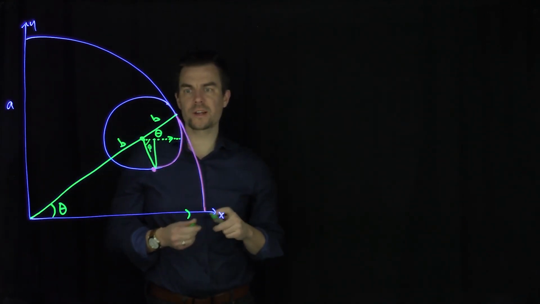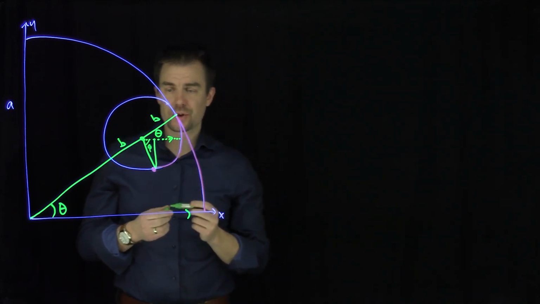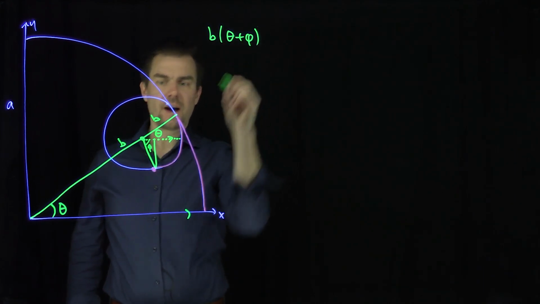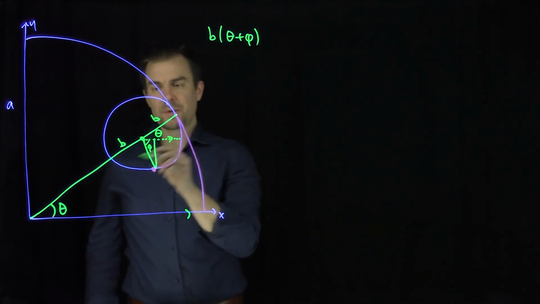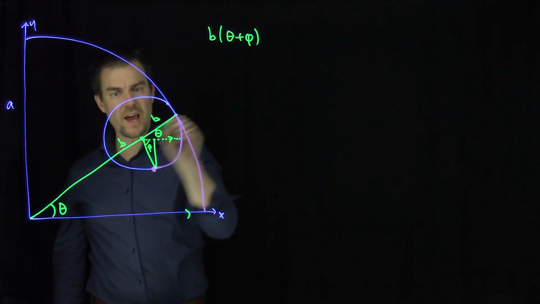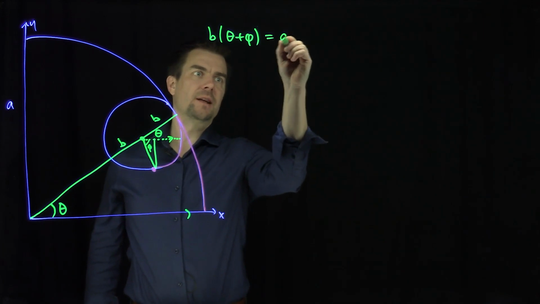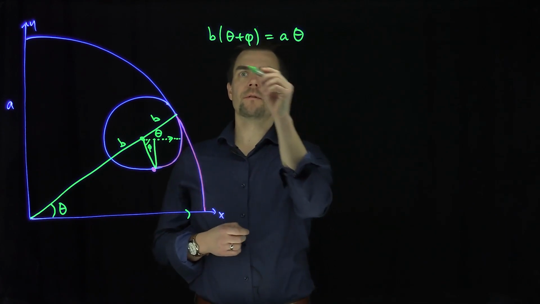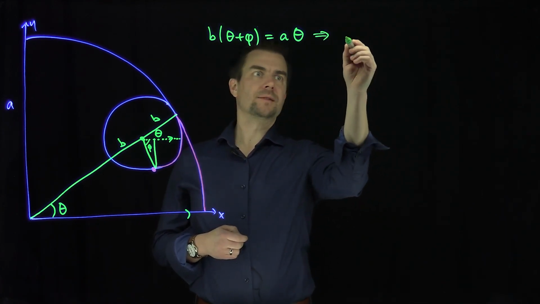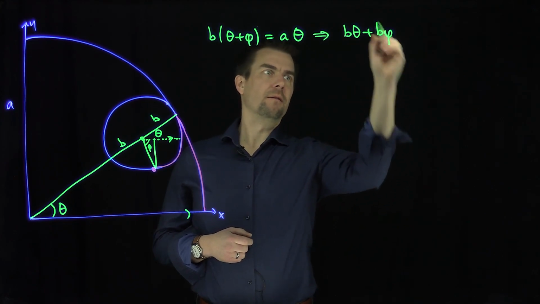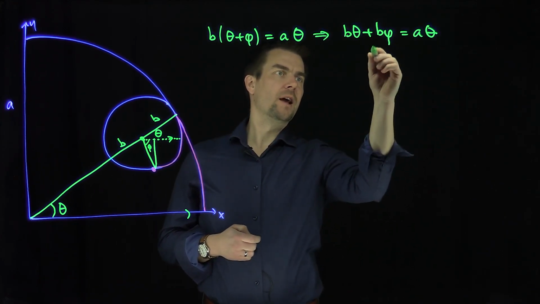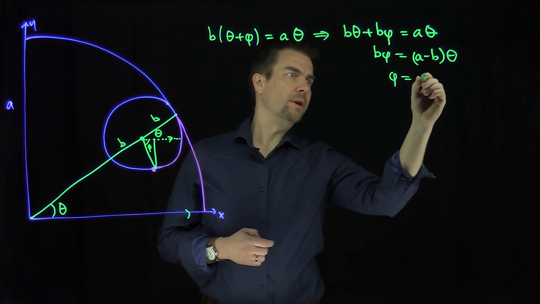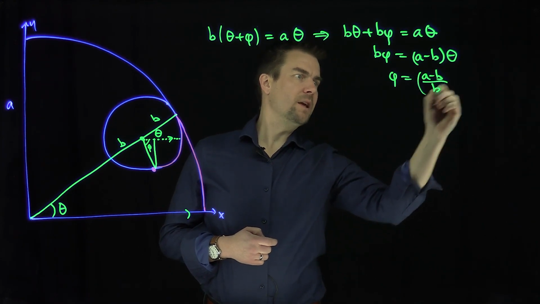Okay? And so what can I say? I can recast my arc length assumptions in the following way. I know that b times theta plus phi, that's the arc length over here, has to be equal to the overall arc length, which is a, the radius of this thing, times theta. That has to be a times theta for our configuration to work, for that to be a point on the hypocycloid. Good, so I'm able now to solve for phi. What does this tell me about phi? This tells me that b theta plus b phi is equal to a theta, and therefore b phi is equal to a minus b times theta, and phi therefore is (a minus b) over b times theta.